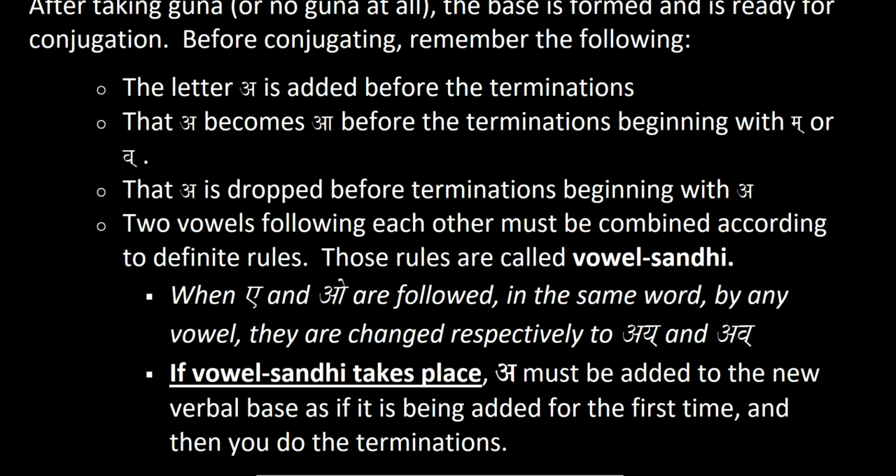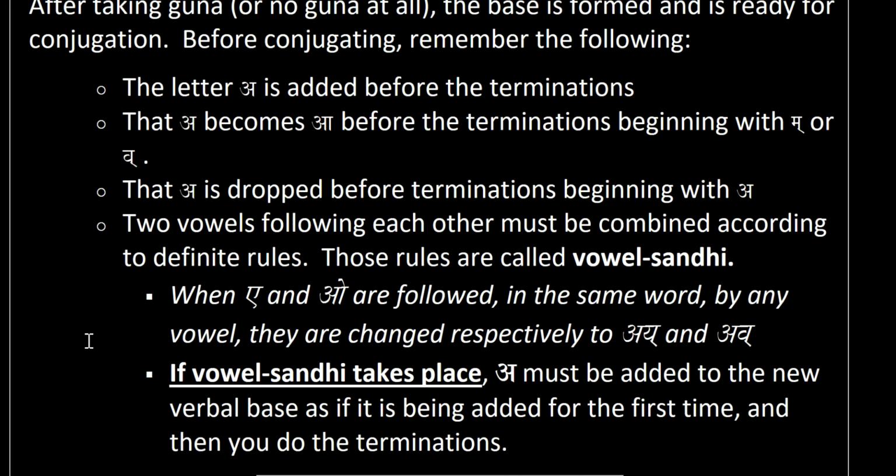When the vowels e and o are followed in the same word by any vowel, they are changed respectively to ay and av. Again, when e and o are followed in the same word by any vowel, they are changed respectively to ay and av. That means when e is followed by a vowel, it is changed to ay. When o is followed by any vowel, it is changed to av. So the keyword is respectively here.